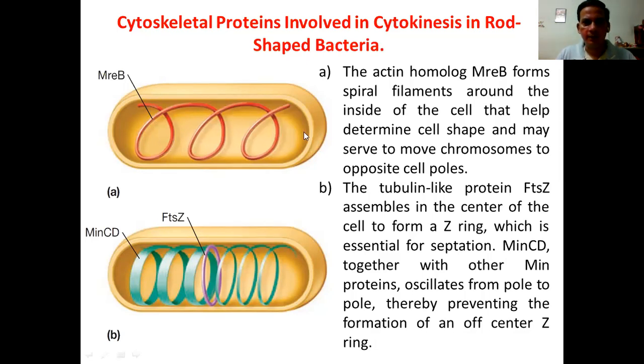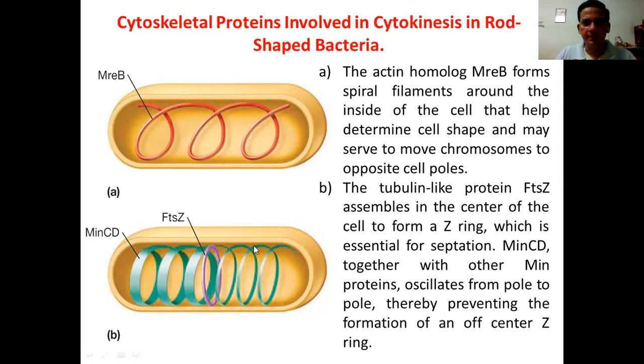If you look at this particular image, first one, here we have MreB, which is a homolog to actin. It forms a spiral-like filament, and this spiral-like filament is responsible for maintaining the overall shape of the structure. This also serves as a pathway to facilitate the movement of chromosomes to the opposite poles. Initially the development may start at some point here. When chromosomes have matured and replication has taken place and they are into two, this facilitates the movement to the opposite poles.